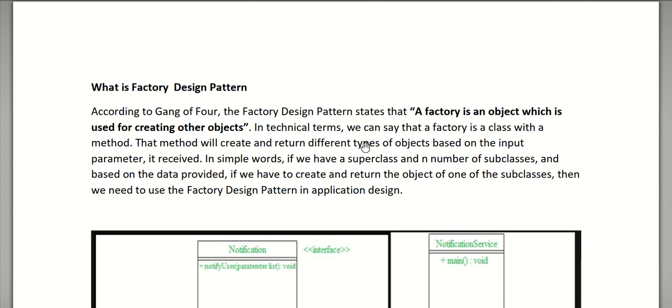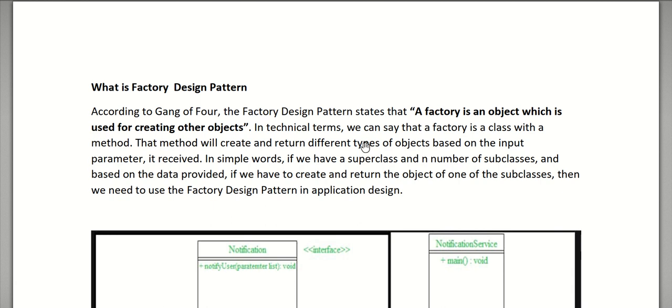So in technical terms we can say that a factory is a class. If we come to the object oriented paradigm, a factory is a class with a method, and that method will create and return different types of objects based on the input parameter it received. In simple words, if we have a superclass and n number of subclasses, and based on the data provided, we have to create and return the object of one of the subclasses, then we need to use the factory design pattern in application design.